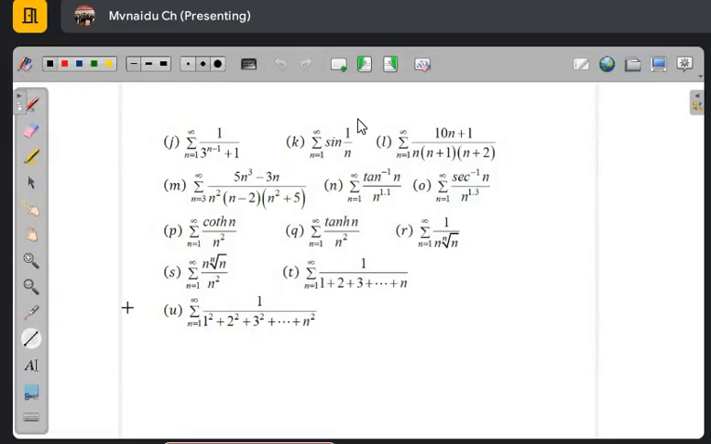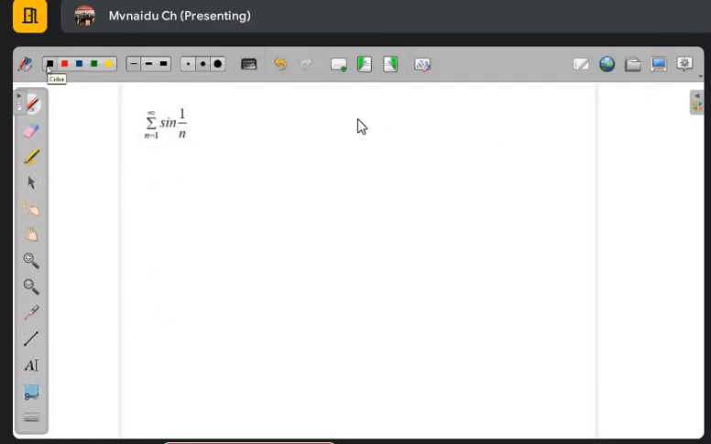Okay, I wanted you to try this problem using the limit comparison test. Summation sine of 1 by n. What do you think? Is it convergent or divergent? Let me help you here. So we have sine 1 by n, right? And you know that when x is very, very small, close to 0, sine x is the same as x. So similarly, sine of 1 by n is the same as 1 by n. So we can feel like this is summation 1 by n.